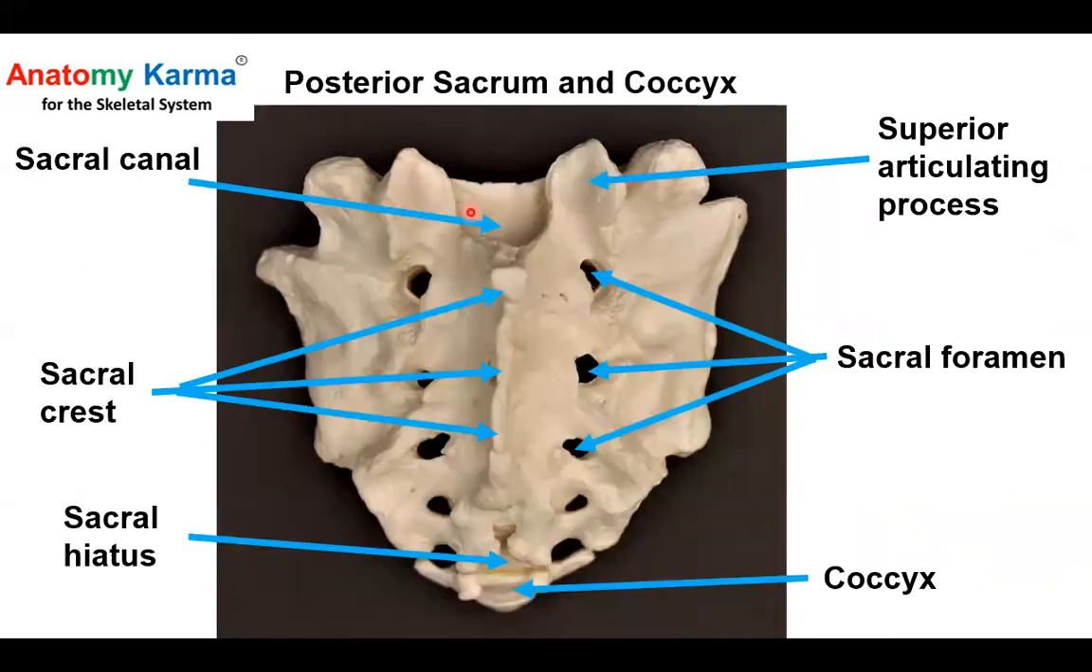On the posterior aspect of the sacrum, we will use the central strong ridge, the sacral crest, as our landmark. And if you follow the sacral crest all the way to the bottom, there is a point when there is a gap here. Sacral hiatus is a difficult to locate landmark on the posterior aspect of the sacrum. Sacral crest will lead you to that.